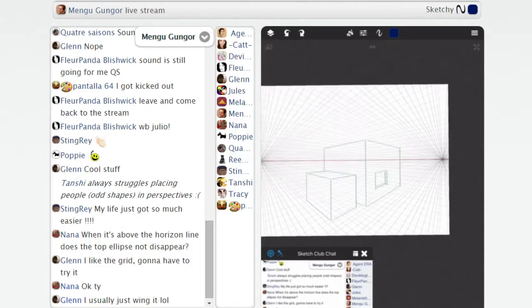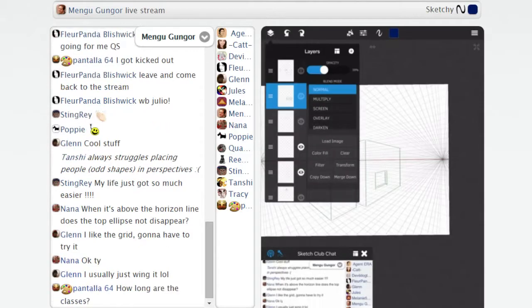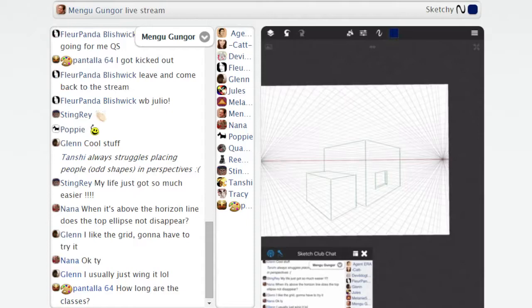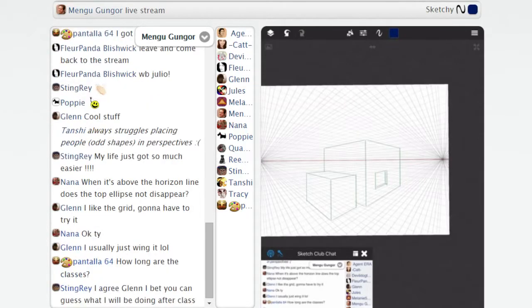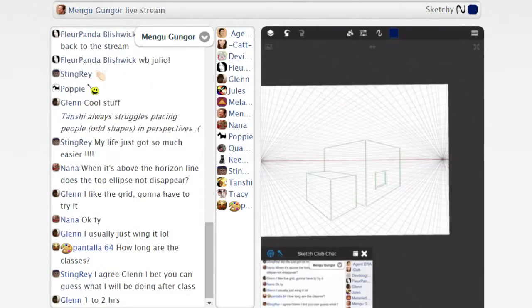No problem. So I'm going to bring back my buildings because I want to show you how to place little people and such. So actually, I don't need that. Okay, let's bring back the buildings.